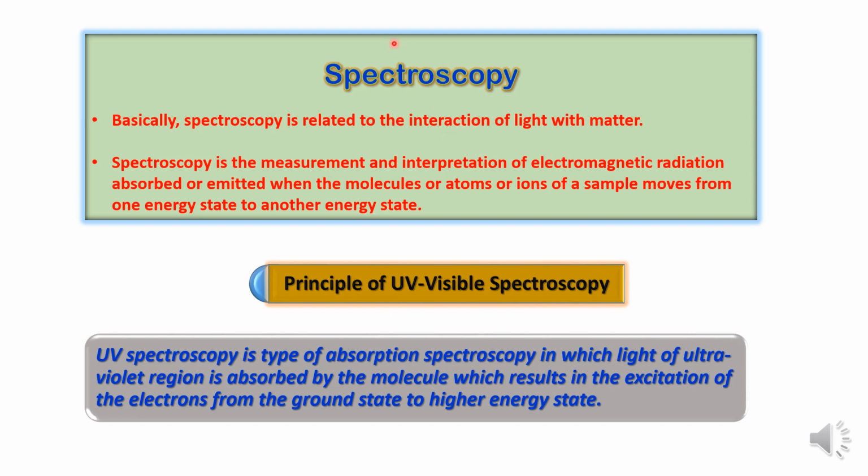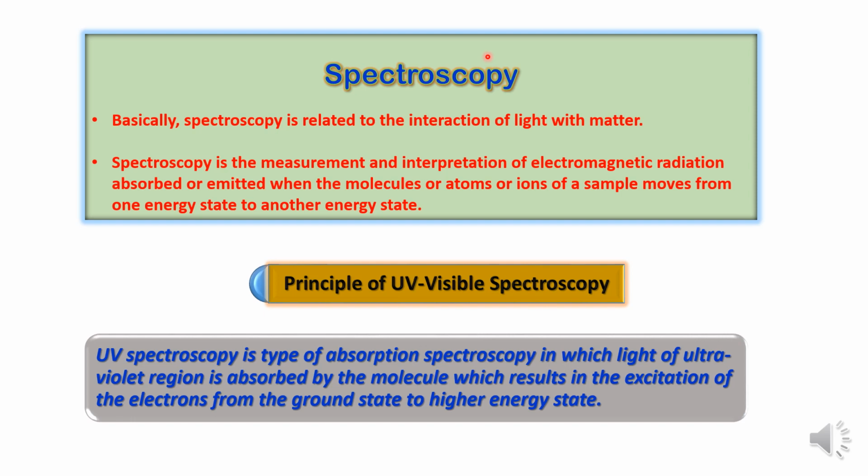Now, if we see here the meaning of spectroscopy, generally we are using electromagnetic radiation for the different types of spectroscopic techniques. This electromagnetic radiation interacts with the matter and we get the spectra.